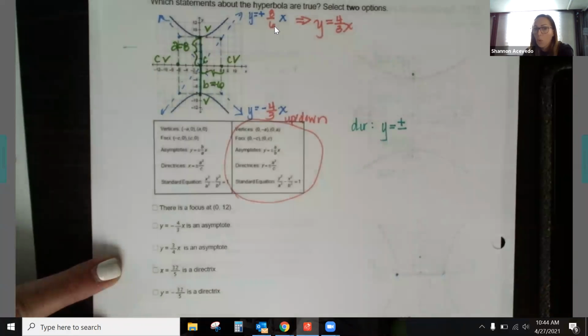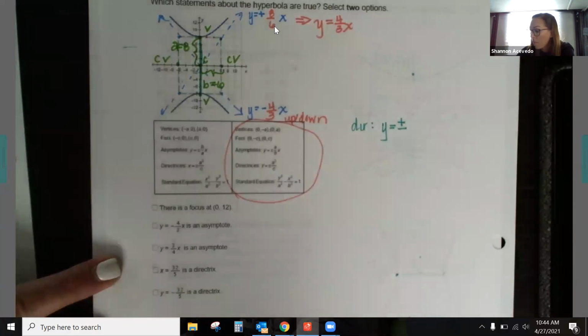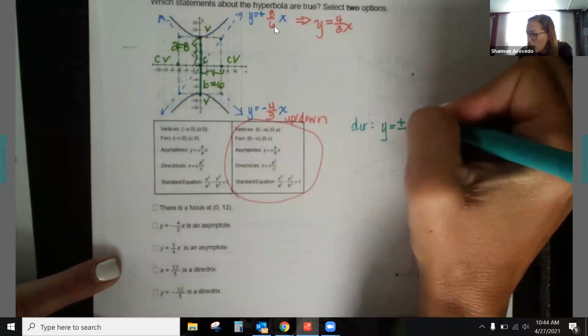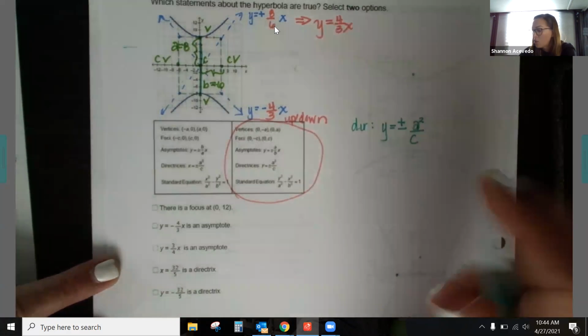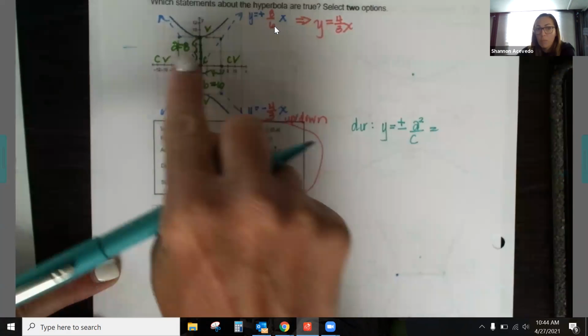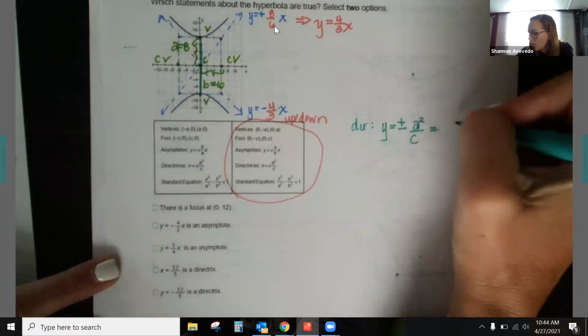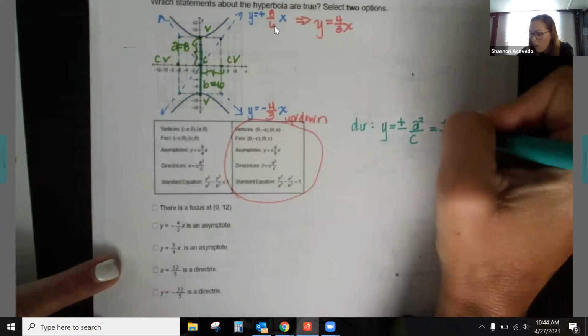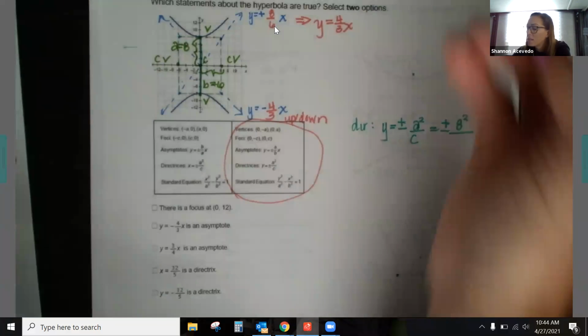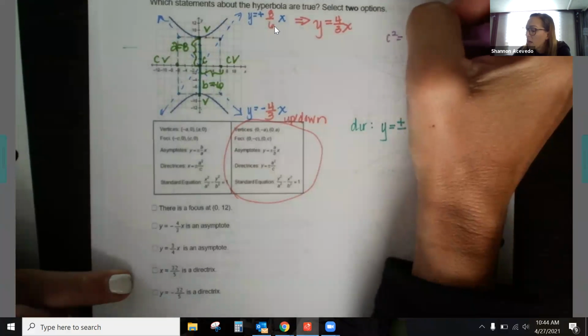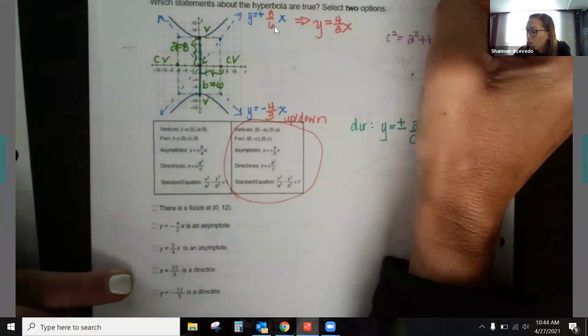And we've done this one quite a few times, so you might actually have it memorized: a squared all over c. So a, easy peasy, we already have that, is 8 squared all over c. We don't have c though. That's okay, because we know c squared is equal to a squared plus b squared.